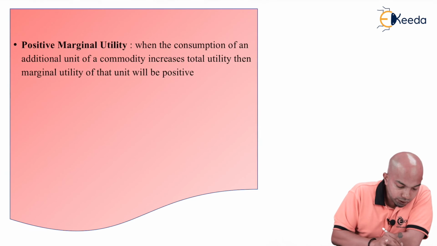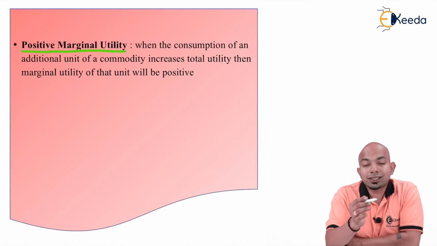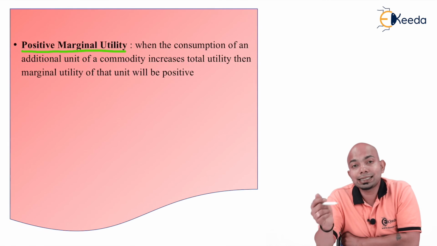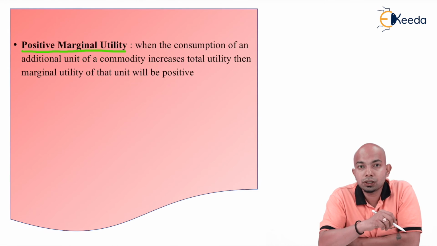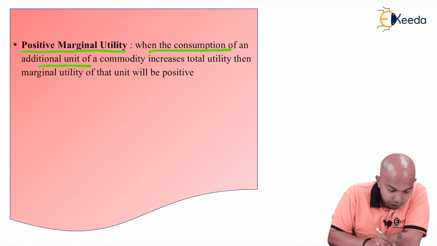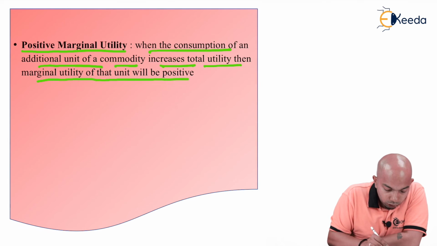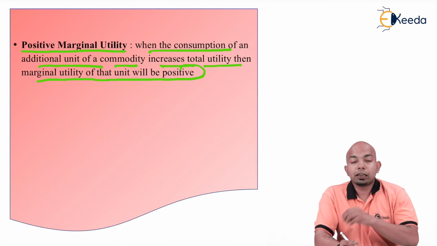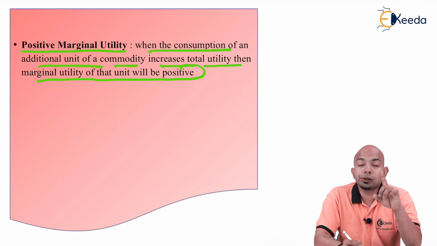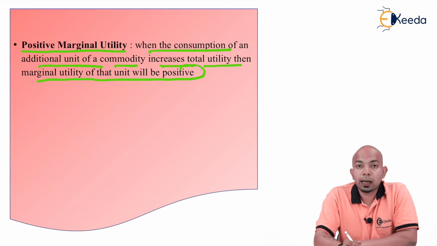Now, we have discussed marginal utility being positive, negative, and zero. Let's talk about positive marginal utility here. When the consumption of an additional unit of a commodity increases total utility, then the marginal utility of that unit will be positive. If the total utility due to the consumption of one additional unit is going up, then it is known as positive marginal utility.